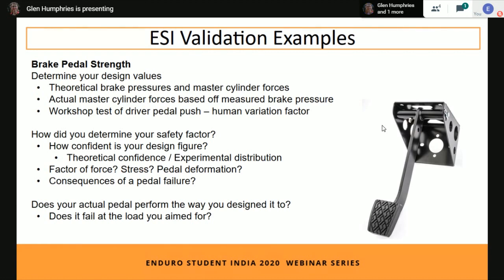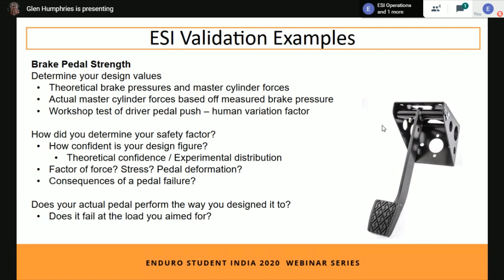You can actually measure brake pressure and get actual master cylinder forces if possible. You can also, for example, do workshop testing with the driver pushing on the pedal. They're the one that's going to be doing it in real life, so get them to jump in the car and stomp their heart out.